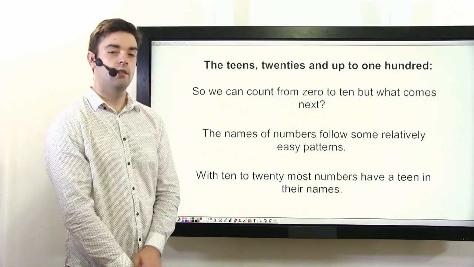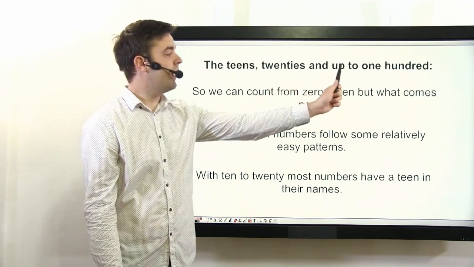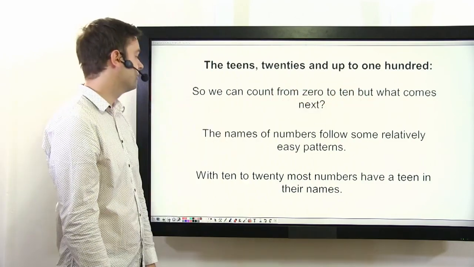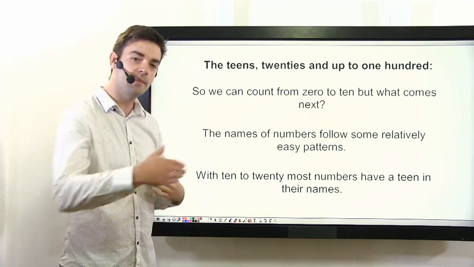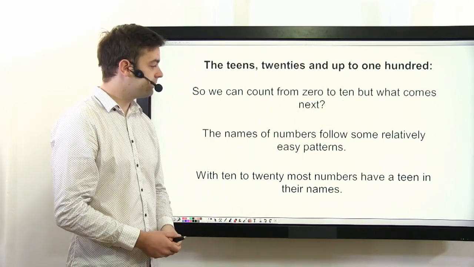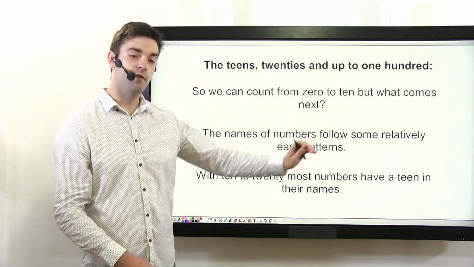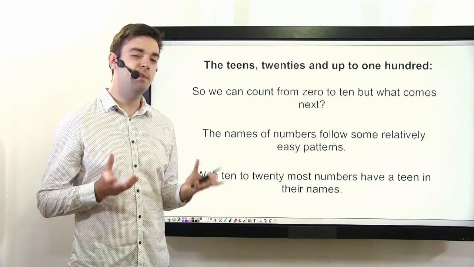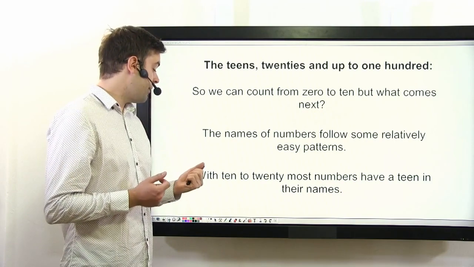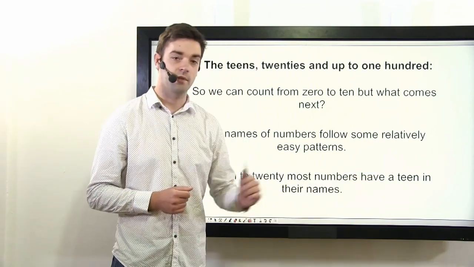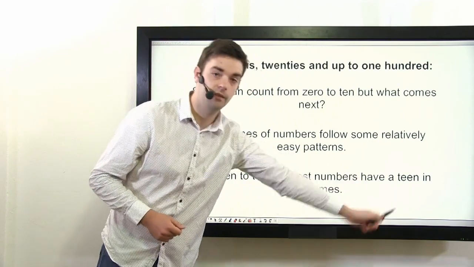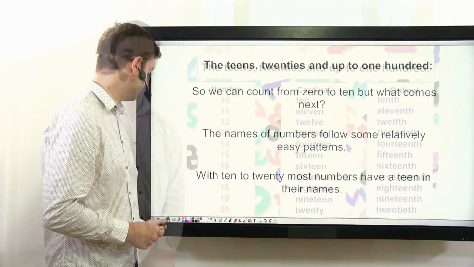Let's have a look at the teens, 20s, and up to 100. So we can count from 0 to 10, but what comes next? The names of the numbers follow some relatively easy patterns. With 10 to 20, most numbers have a teen in their names. Teen. Let's have a look.